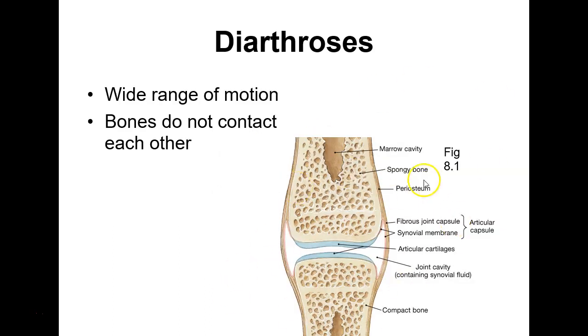Diarthrosis, remember I said you generally have a capsule, and they're freely movable. Wide range of motion. The bones do not contact each other technically. So that's a diarthrosis, moves a lot.